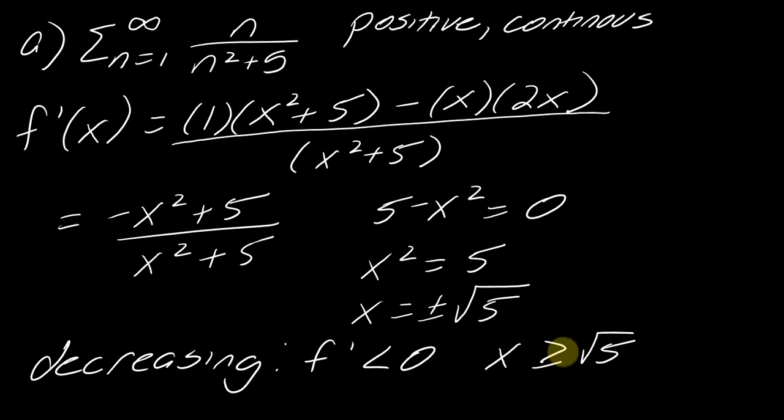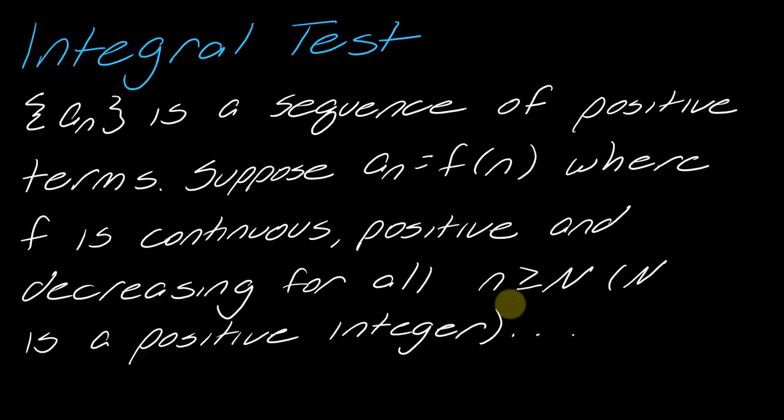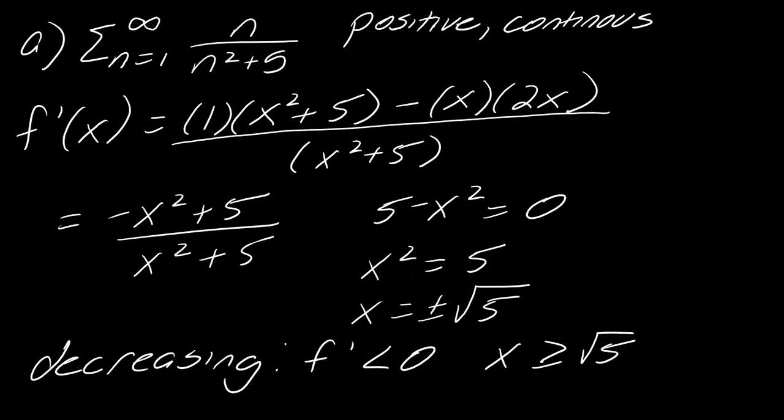This would not make sense to use in my integral, right? Because remember, if we go back to the integral test, we did say that this has to be greater than an integer. And so now I need to think of what is the closest integer to this. So really, for our purposes, for any x greater than or equal to 3, we are going to be good to go, right? So for all values greater than or equal to 3, we're good.